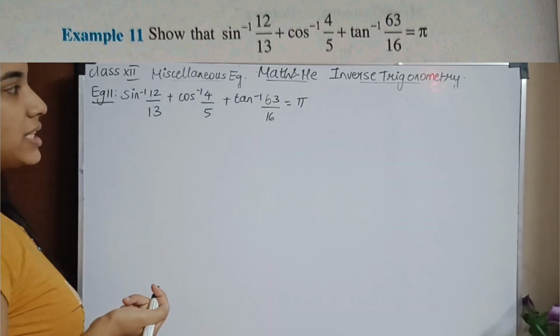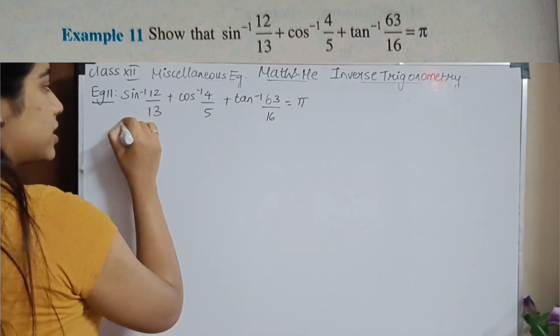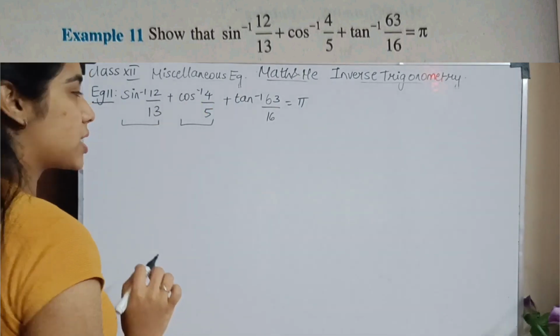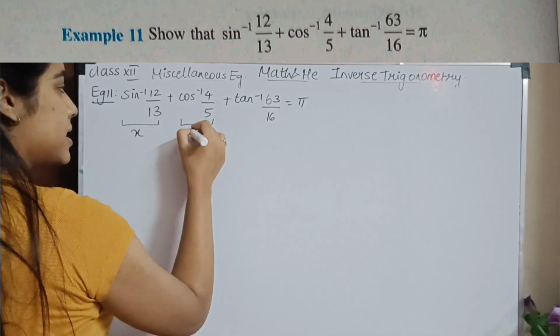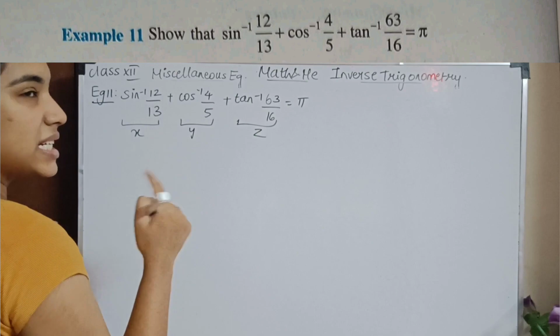Moving on to example 11. This is pretty similar to the previous example, but here I have a tan. So I need to convert this in terms of tan, this in terms of tan. I already have something in terms of tan inverse, correct? So for this I'm going to take it as x, this is my y, and this is my z. Now I'm going to convert this in terms of tan.